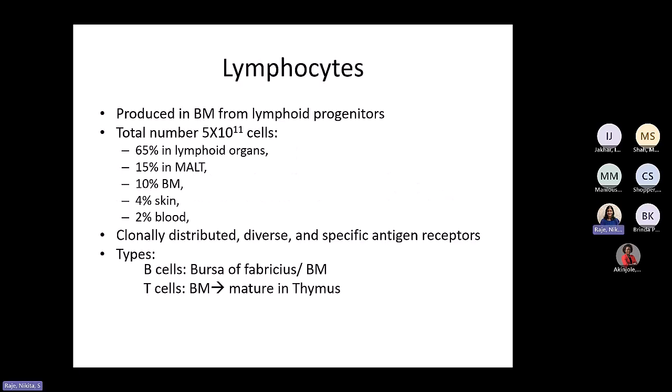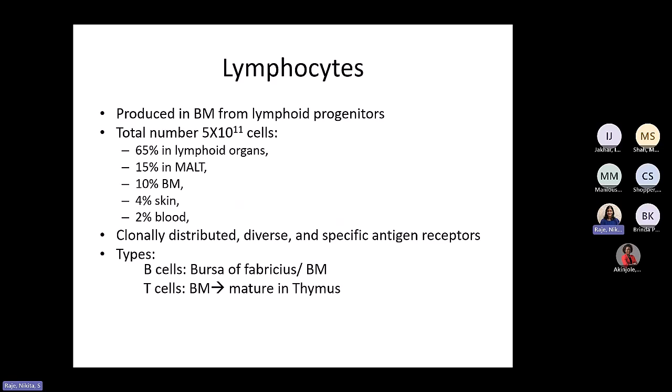Talking about lymphocytes, lymphocytes are produced in the bone marrow from lymphoid progenitors, and we know that there is a very large number of cells. When we usually talk about lymphocyte counts, as we saw in the first slide, we were talking about blood circulation. Now we are looking at a huge number of cells present in the total overall body, and 65% of those lymphocytes are in lymphoid organs, right? So we see 2% of the lymphocytes in the blood. So all those lymphocyte numbers that we looked at in the blood were only 2% of the total lymphocytes in the body. And of course, they are in other organs as well.